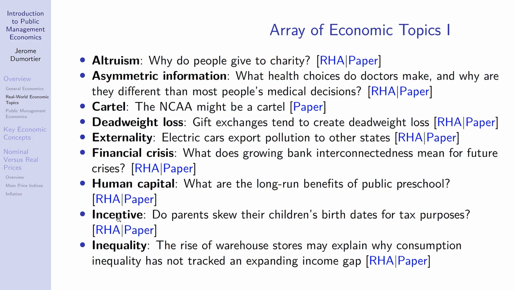For example, economists study altruism, exploring why people give to charity. They analyze asymmetric information, such as why doctors' medical choices differ from those of patients. Other examples include deadweight loss, for example, whether gift exchanges waste resources, and of course also externalities. They show, for example, how electric cars shift pollution from one state to the other.